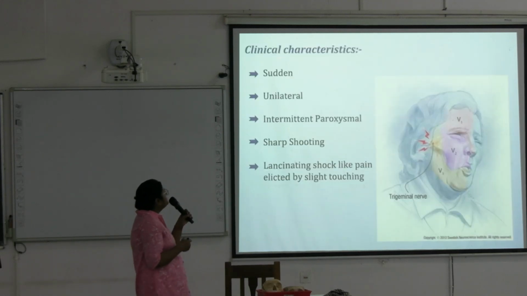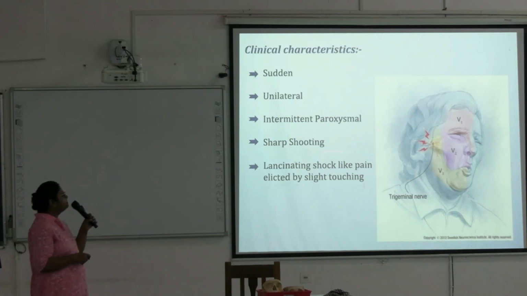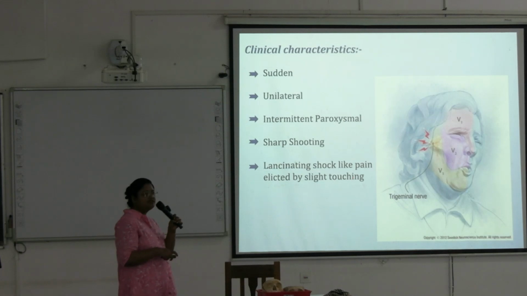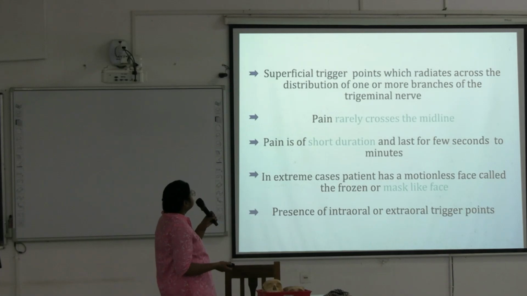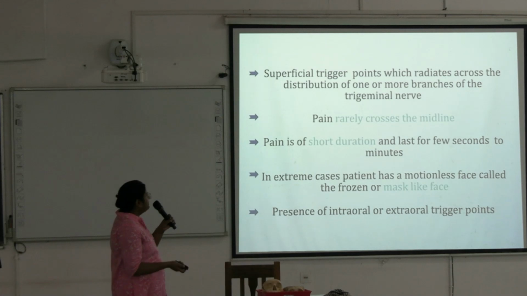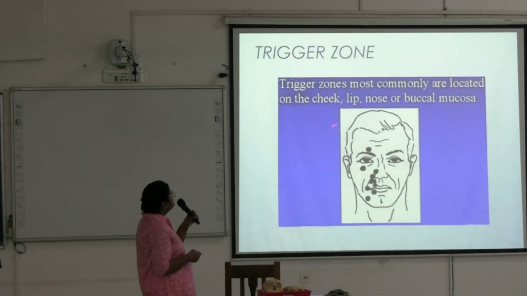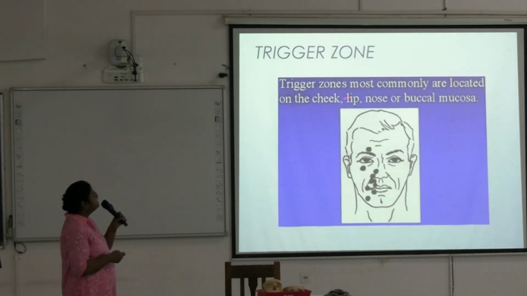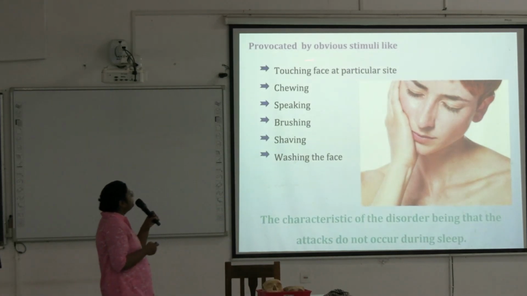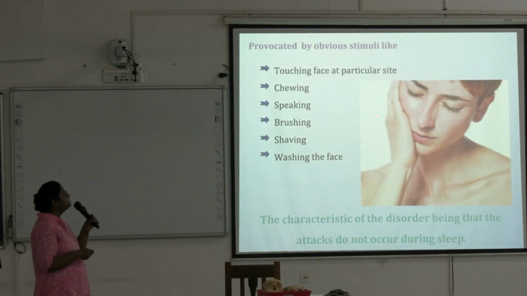Next, sudden unilateral intermittent paroxysmal sharp shooting pain, okay, lancinating shock-like pain elicited by slight touch. This is the nature of the pain in trigeminal neuralgia. Next, trigger points are there. So trigger zones are most commonly located on the cheek, lip, nose and buccal mucosa. These points are the trigger zones, and provoked by stimuli like chewing, speaking, brushing, shaving, washing of the face.